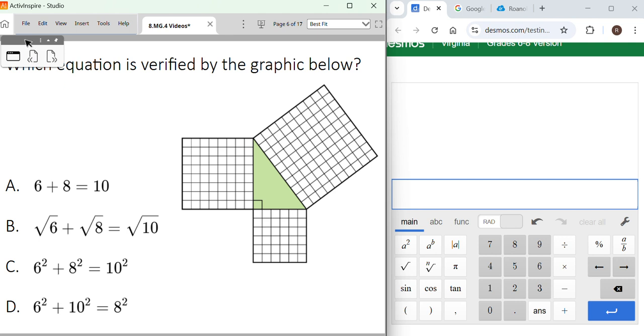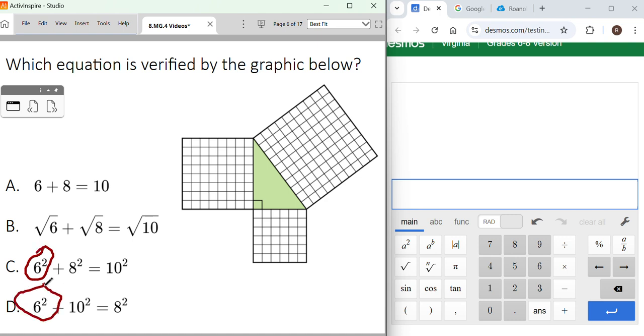Now this says which equation is verified by the graphic below. So first of all, you know that to have the P theorem, you're going to have some squares somewhere. But I'm going to look at it and show you how I would attack this. First of all, I'd look at the shorter side. 1, 2, 3, 4, 5, 6. So I'd look for something that had 6 squared in it. Well, there's a 6 squared. And here's a 6 squared. So one of those maybe.